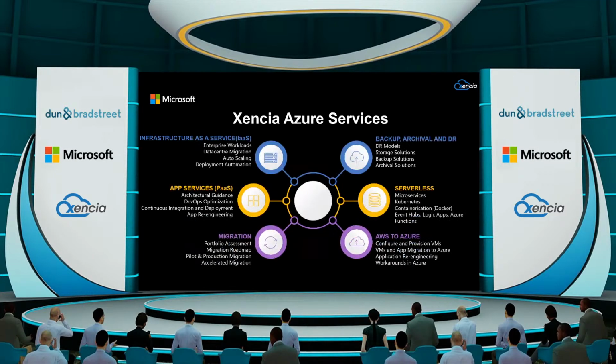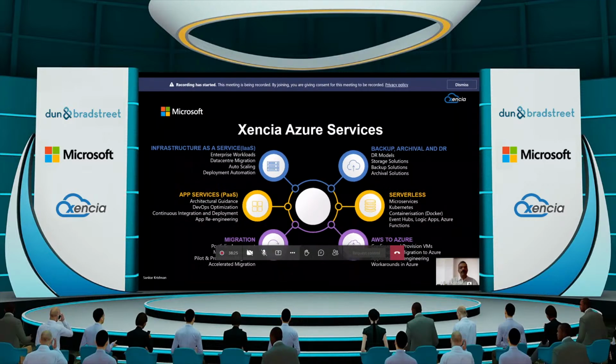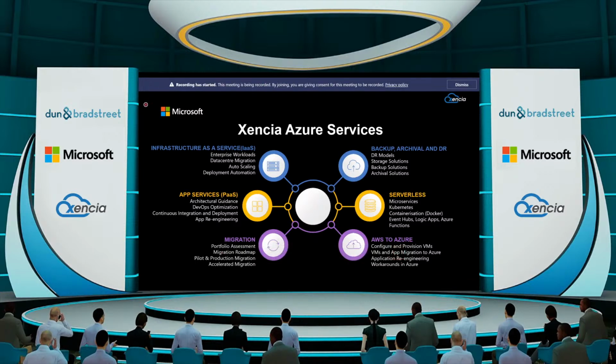On the services, these are the various services that we offer. The first one is infrastructure as a service, where we help our customers set up the complete enterprise workload. We also help them migrate the data center to Microsoft Azure. We help in setting up auto scaling so that the infrastructure is always scalable and available. We also help with deployment automation, where the application, or for that matter even infrastructure, will be automatically deployed based on your need.